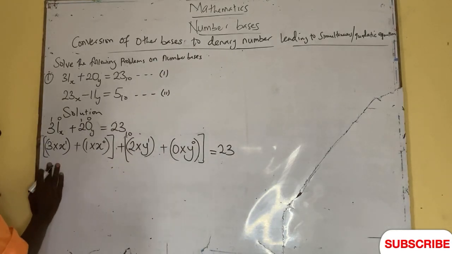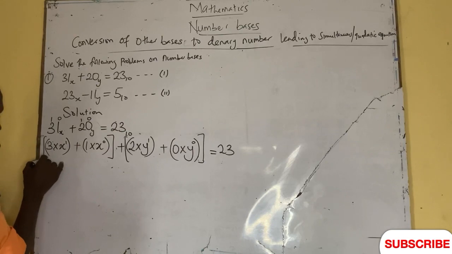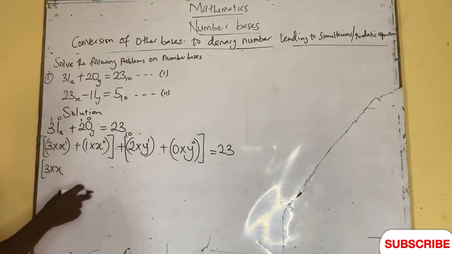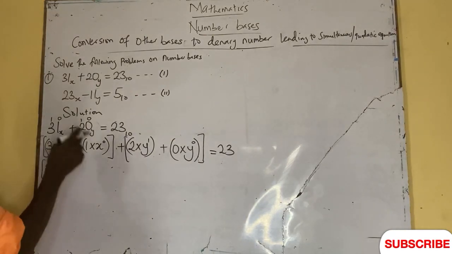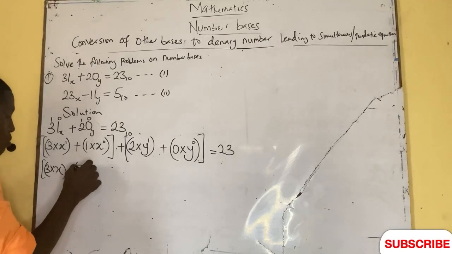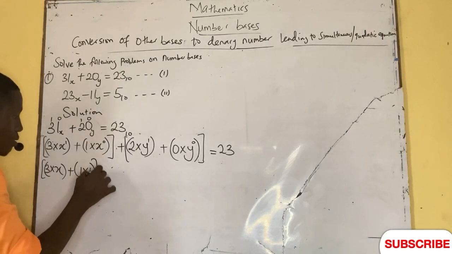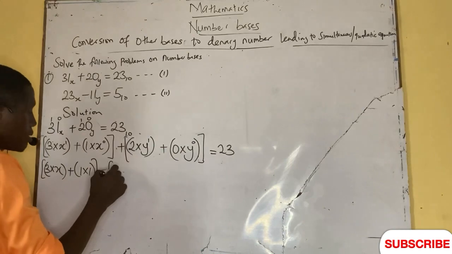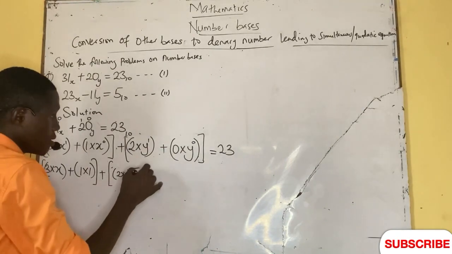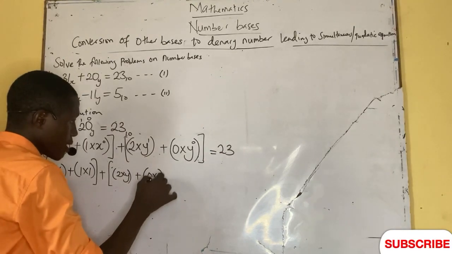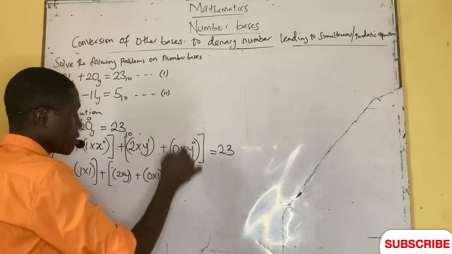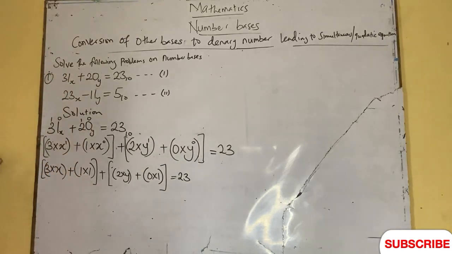Now the next thing to do is to multiply out. So we have open bracket 3 times x, because x to the power 1 is x, plus 1 times x to the power 0 is 1, bracket close. Plus open bracket 2 times y, bracket close. Plus 0 times 1, bracket close, equal to 23.